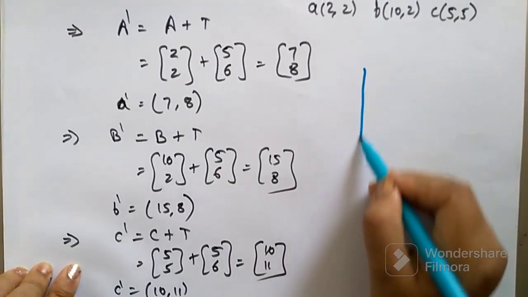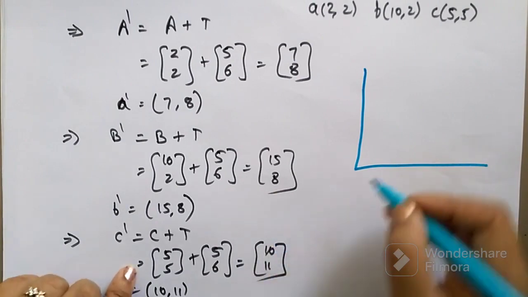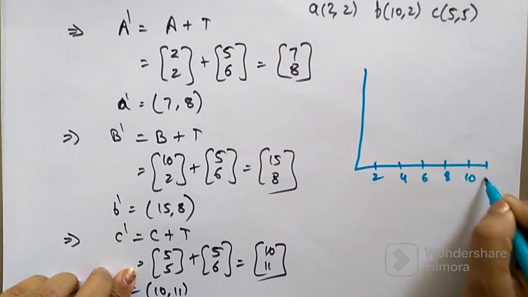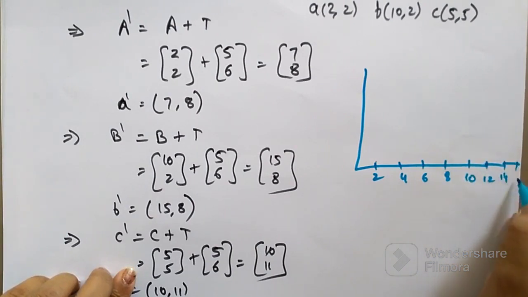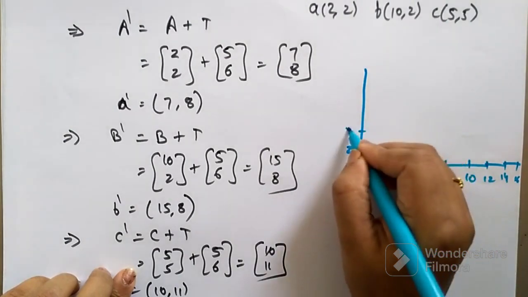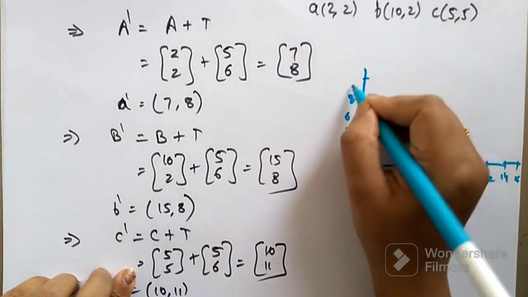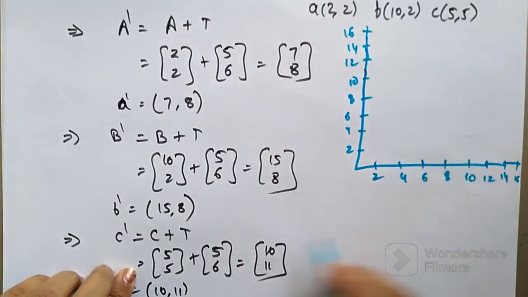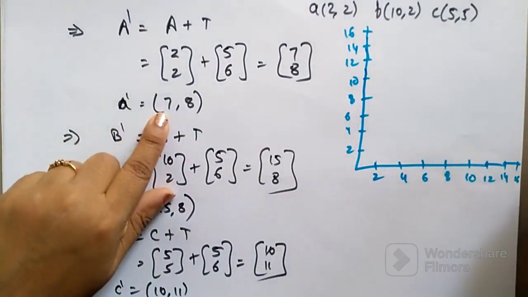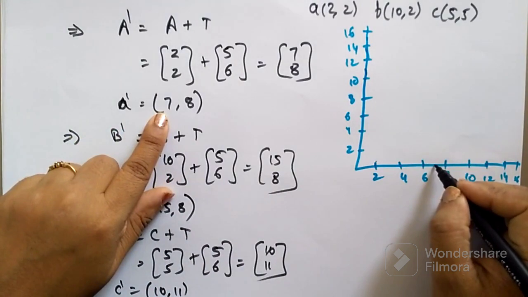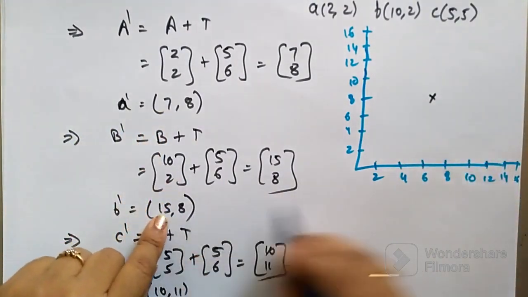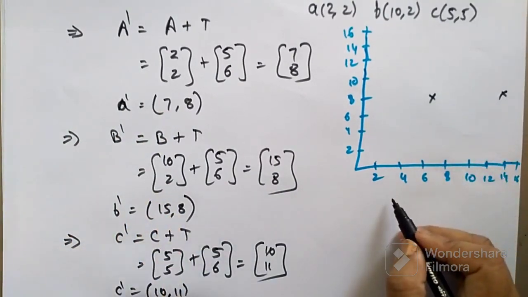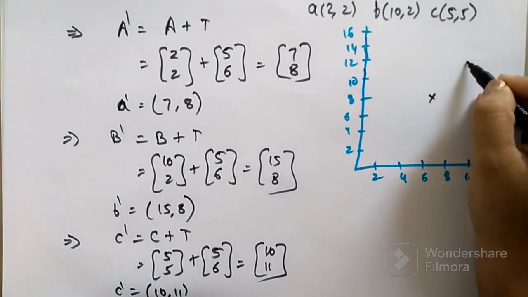Now take the original picture. So let me take 2, 4, 6, 8, 10, 12, 14, 16, like that. And here also 2, 4, 6, 8, 10, 12, 14, 16. Okay. So first A dash 7, 8. So 7, 8. Where is the 7? 7 here in the x-axis and 8 is here. Okay, and B 15, 8. So here 15 and 8 is here. And C 10, 11. So this is 10 and the 11 is somewhere here.